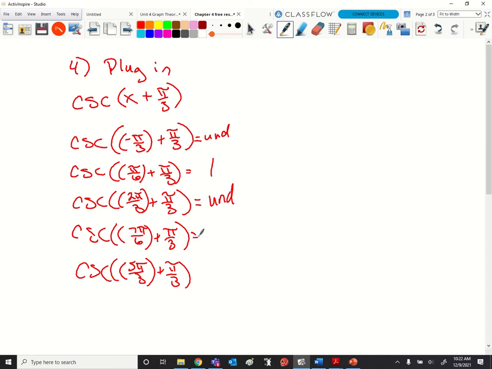The next one, 7 pi over 6 plus pi over 3, gives me 3 pi over 2. At 3 pi over 2, it's the very bottom, so it's 1 over y. The y value is negative 1. So 1 divided by negative 1 is negative 1. Very good. And the next one, 5 pi over 3 plus pi over 3, is 2 pi. All the way to the right, it's 1 over y, which is 1 over 0, undefined.